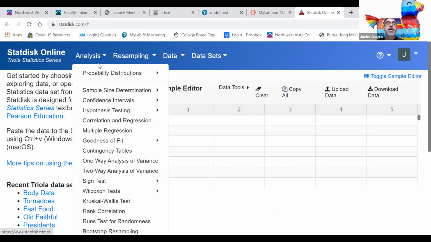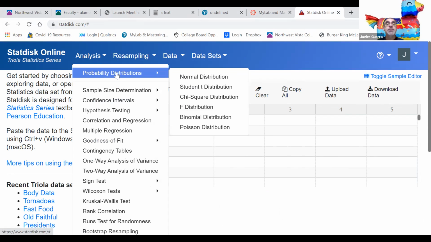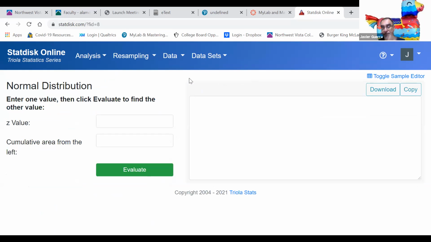Then you find the first one, probability distribution, just like we did the binomial. And then the normal is going to be the very top one. So analysis, probability distribution, and then normal distribution. And we're trying to find the area. There's going to be two windows. We're going to put that number into the first window. So I'm going to put 1.65. You hit evaluate.